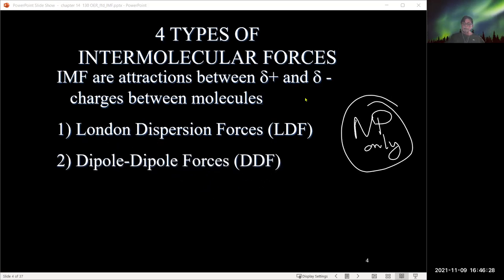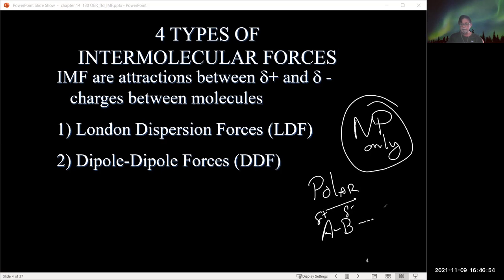The next one is called dipole-dipole forces. First of all, the requirement for this is that you have a polar molecule. If, for example, this is partial negative and this is partial positive, it's going to interact with another AB with a partial positive tail there and a partial negative. Just like HCl in the previous slide, they're going to interact in that manner.